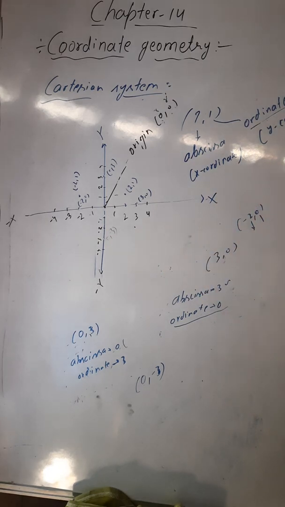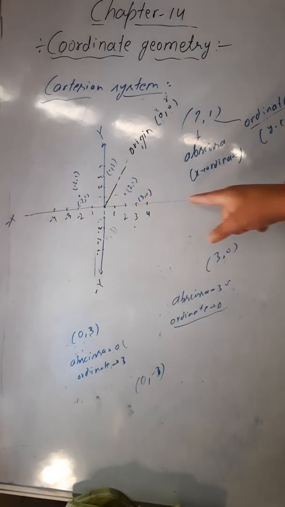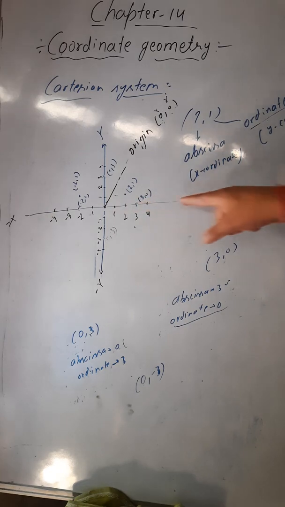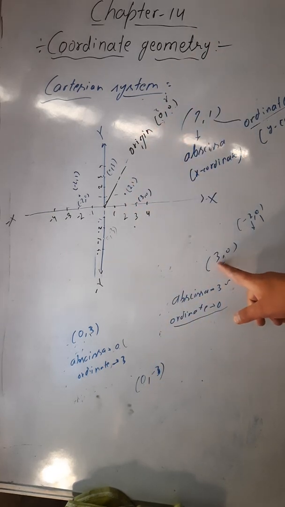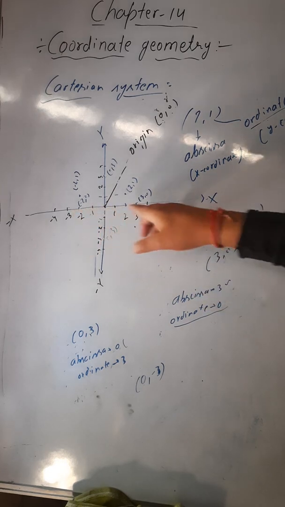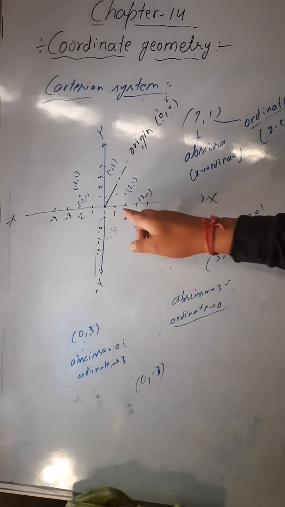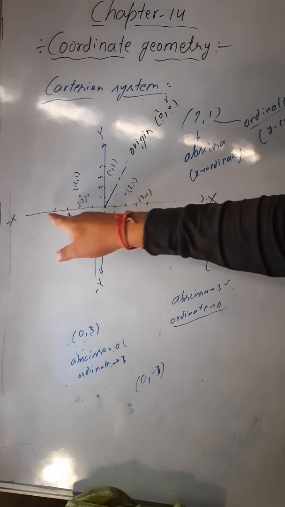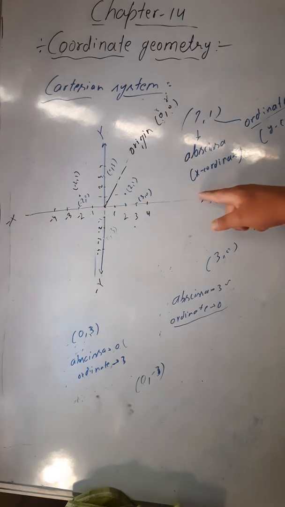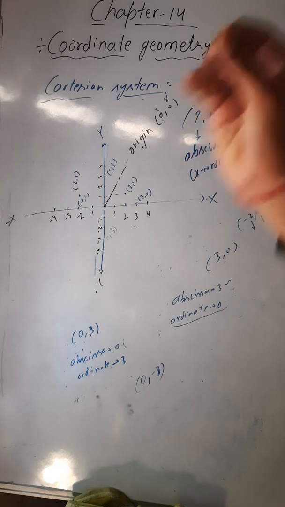And now you know, on this x-axis, y is always 0. Like this: x is 3, y is 0. x is 4, y is 0. 4, 0. 2, 0. 1, 0. Minus 1, 0. Minus 2, 0. Minus 3, 0. Minus 4. Meaning on this x-axis, the y coordinate is always 0.